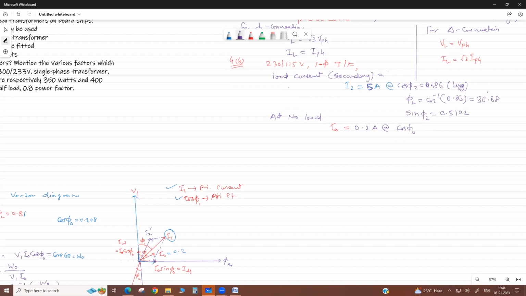At no load, the secondary is open. This is your primary side. The power factor at no load is very low, as I told yesterday. Power factor is low means the angle will be large. If you calculate cos inverse, cos phi naught equals 0.208, then what is the value?